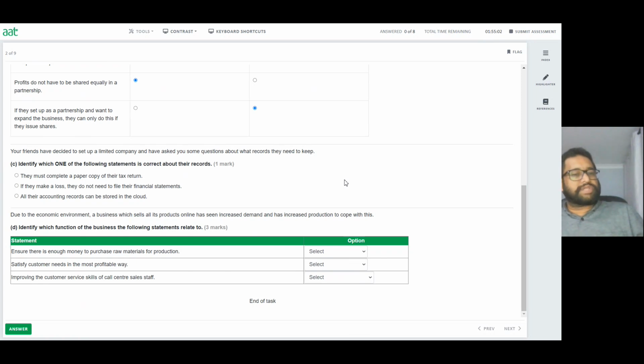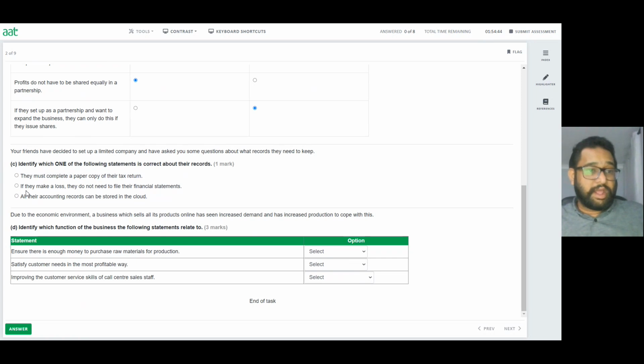All the account records can be stored in the cloud. One of those things is correct, which is the last one. Because the first one, they must complete a paper copy of your tax return: no, nothing like that. You can do that online as well. So the paper copy is irrelevant here. "Must" is another word. Must means you can only do that.